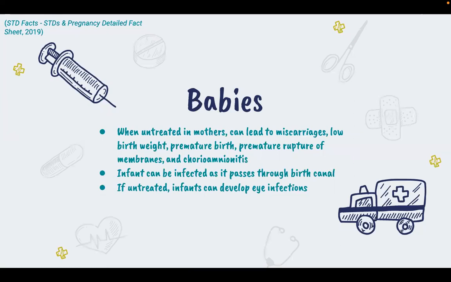Carrying mothers who are not treated for their disease are at risk for miscarriages, low birth weight, premature births, premature ruptures of membranes, and chorioamnionitis. Babies can be infected if their mother is infected and not treated. Babies will come in contact with the disease as they pass through the birth canal. It is important to get the infant treated as soon as possible to avoid eye infections.